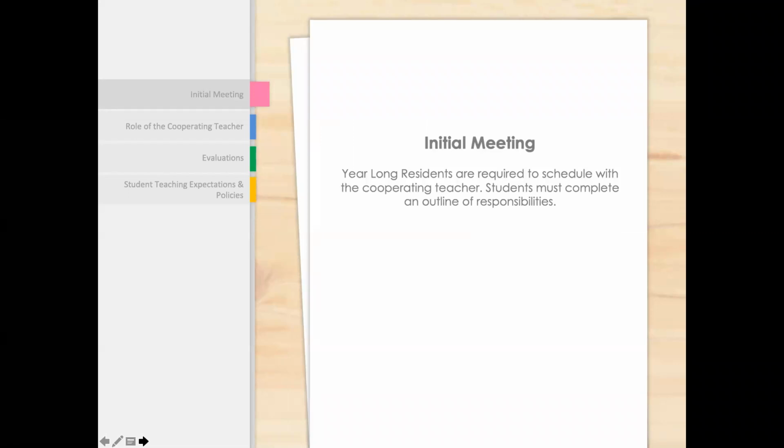Students are instructed to contact you after receiving a confirmed student teaching placement. Students are also instructed to schedule a meeting with you prior to the beginning of the student teaching assignment. During the initial meeting, students are required to create an outline of responsibilities, which notes the progression of assuming responsibilities throughout the student teaching assignment.